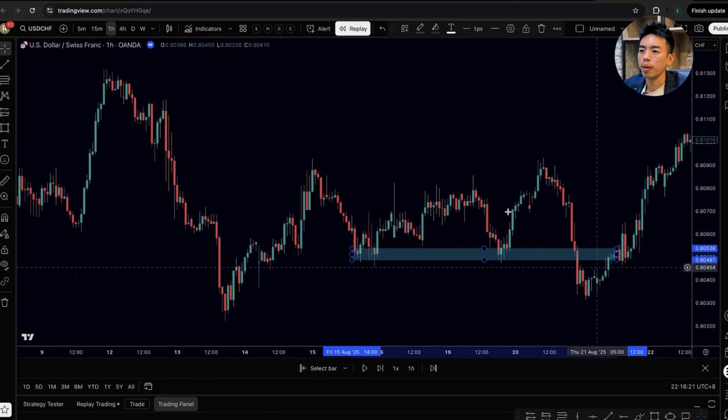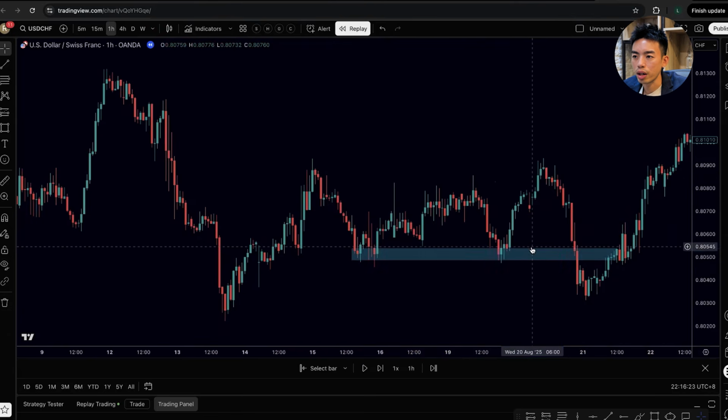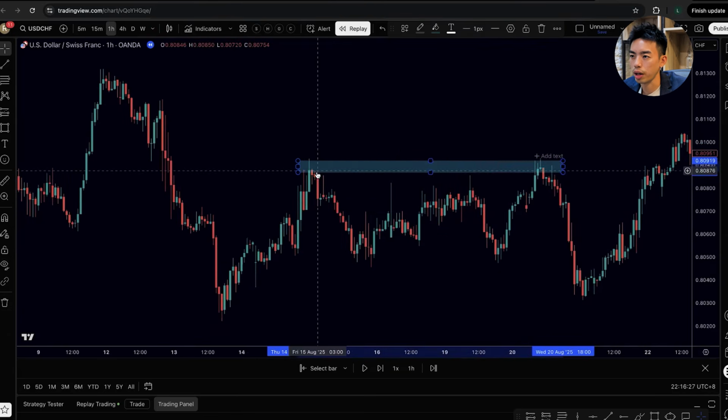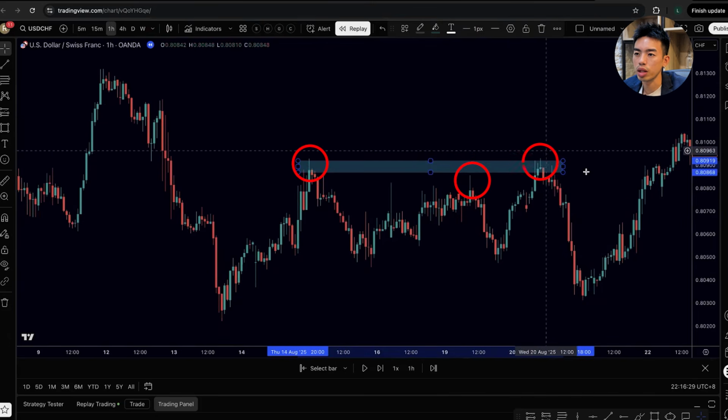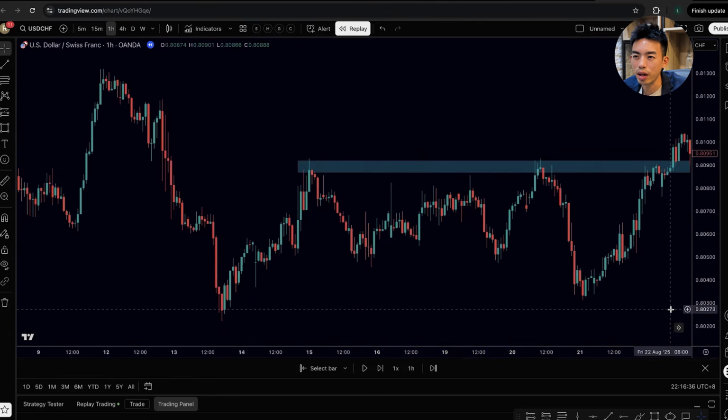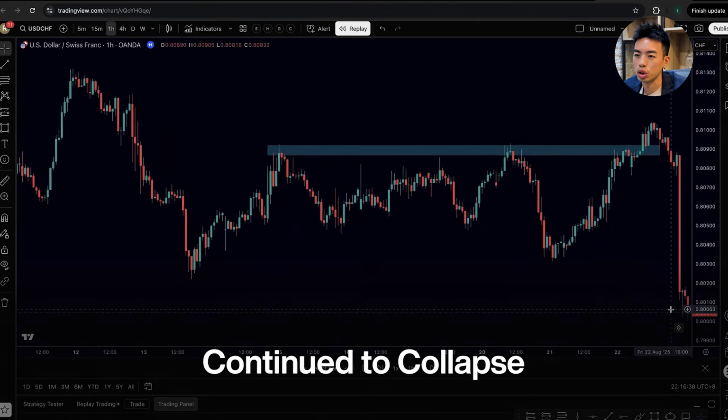And again, one more time, we have another area right there, and this time we have almost 3 responses from the area, once, twice, 3 times before making a breach to the upside. Now, we actually pull back into that area and see what happens next. Just continue to collapse.